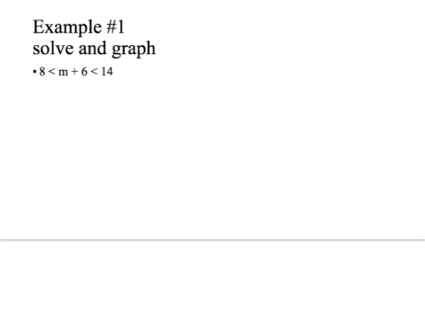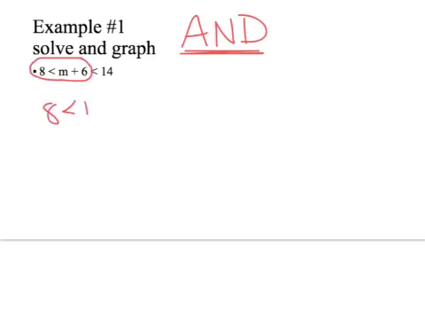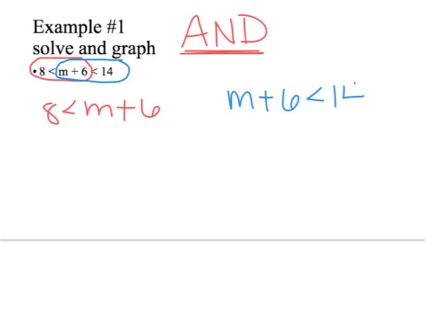Alright, so for example, this is what I'm talking about. This is an AND statement, and I know that because it's all run together like this. So I need to break this apart into 8 is less than m plus 6, and m plus 6 is less than 14. When I do that, I solve each inequality separately, but then graph them on the same number line.